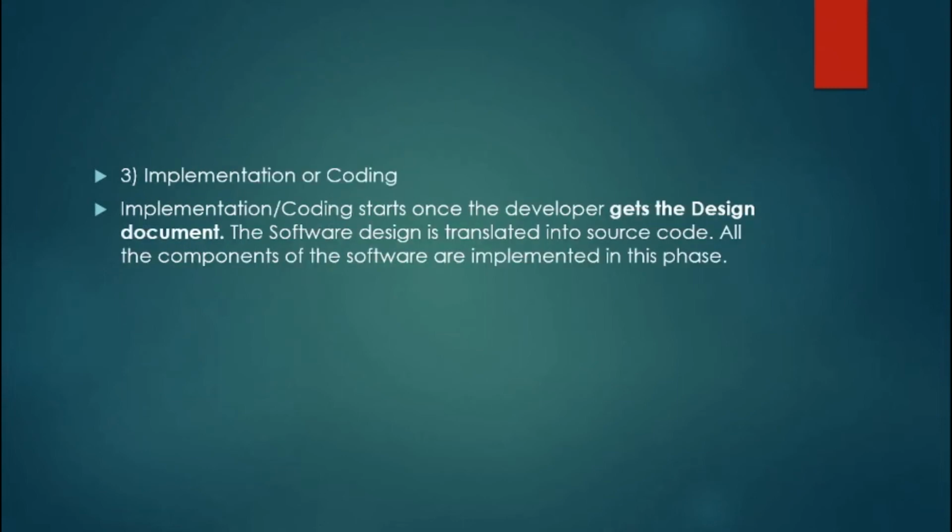Now third is the implementation or the coding phase. Once you have the requirement and the design, now comes the coding part or the implementation part. Now once these two phases are complete, you need a developer who can bring your design into reality. Means he will implement the requirement and the design. So the coding part is done in the third phase of the SDLC.